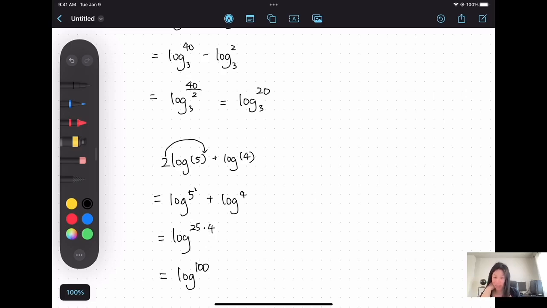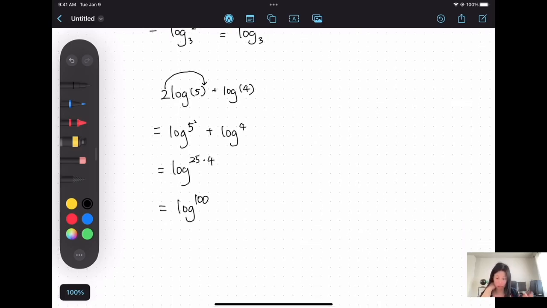So this is equal to what? Well, if I write this as log base 10 of 10 squared, because 100 is equal to 10 squared. So I know that, okay, by the inverse property, this is equal to 2.